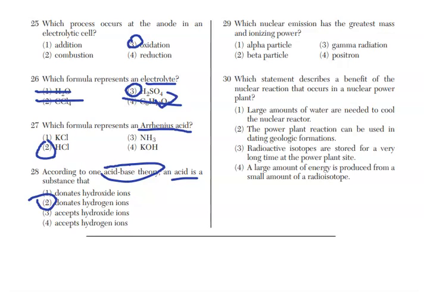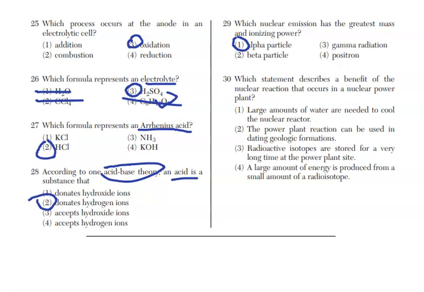29, which nuclear emission has the greatest mass and ionizing power? There is on the reference table a list of nuclear particles, and your answer here is your alpha particle. An alpha particle consists of 2 protons and 2 neutrons that would be emitted from a radioactive isotope. So that is definitely not just the greatest mass, but if you were hit with alpha particles and you didn't have any protection, it could do the most damage to your cells.